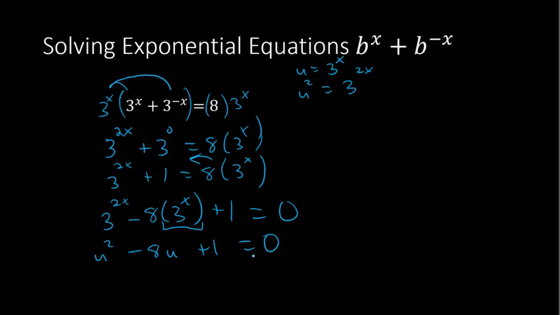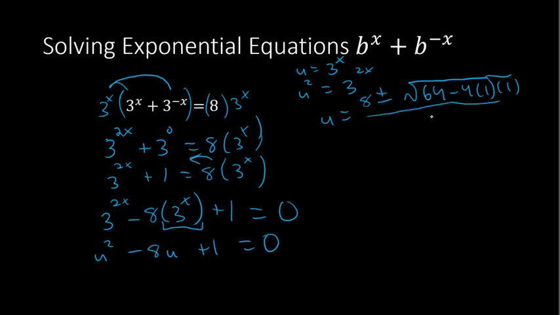We can use the quadratic formula or completing the square. If you use the quadratic formula, we're assuming you know how to use that, but we do the opposite of negative 8, so positive 8, plus or minus the square root of b squared, so negative 8 squared, or 64, minus 4 times a, so 4 times 1, times c, which is also 1, all over 2 times a, which is 2 times 1, or 2. So we have 8 plus or minus the square root of 64 minus 4, which is 60, all over 2.